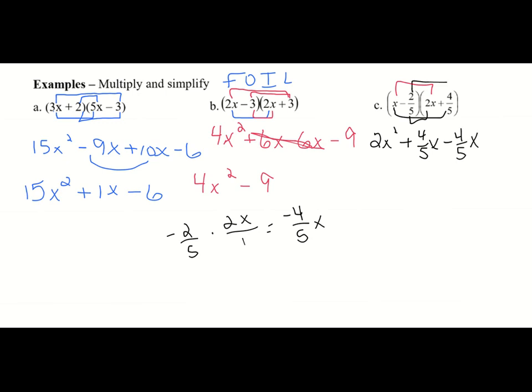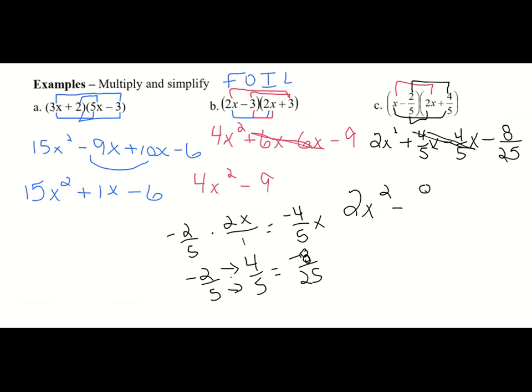And then our last two, we have negative 2/5 times 4/5. Again, you multiply straight across with those fractions. Negative 2 times 4 is negative 8, and 5 times 5 is 25. So we're going to have negative 8 over 25. Now with this one, in the middle, I have two of the same terms, but one is positive and one is negative: positive 4/5 x and negative 4/5 x. Those are going to cancel, and my final answer is going to be 2x squared minus 8/25.